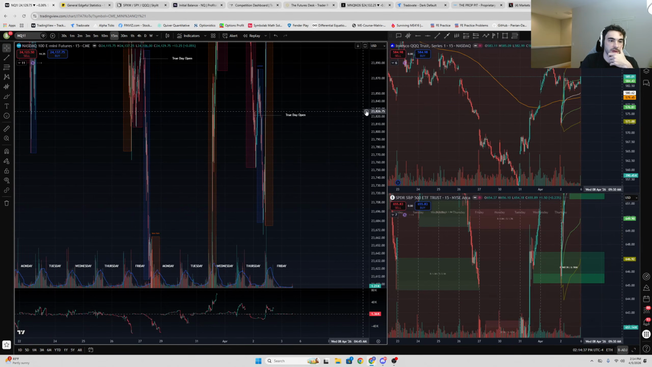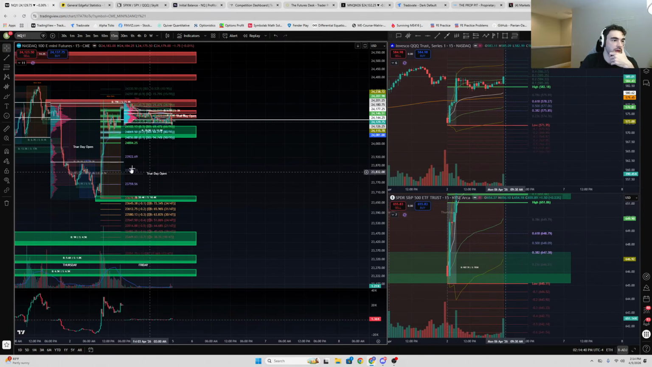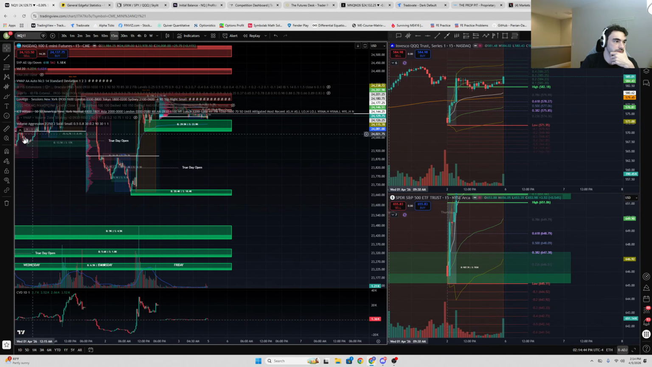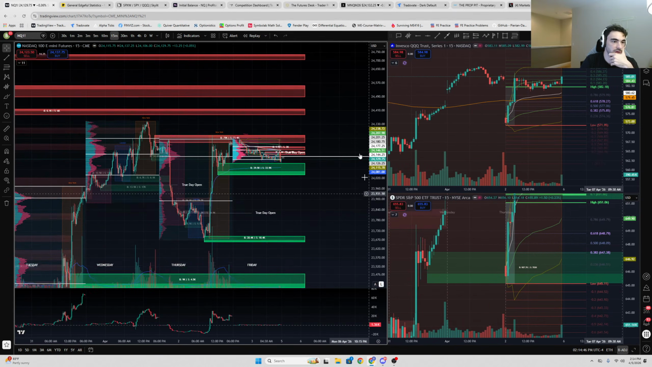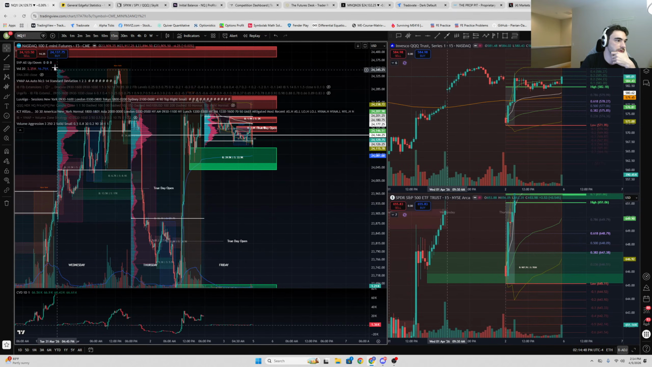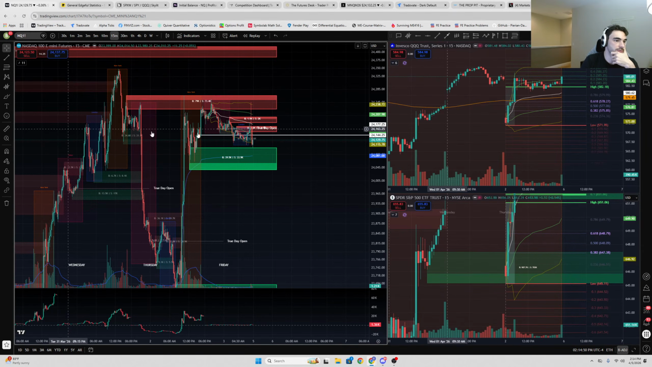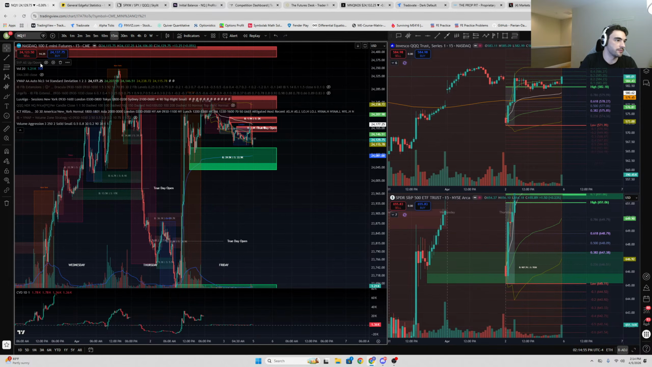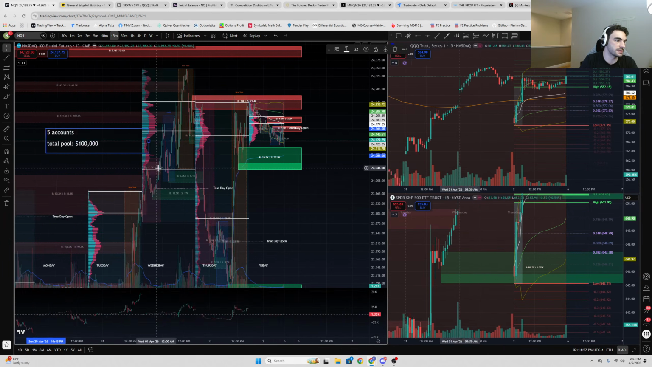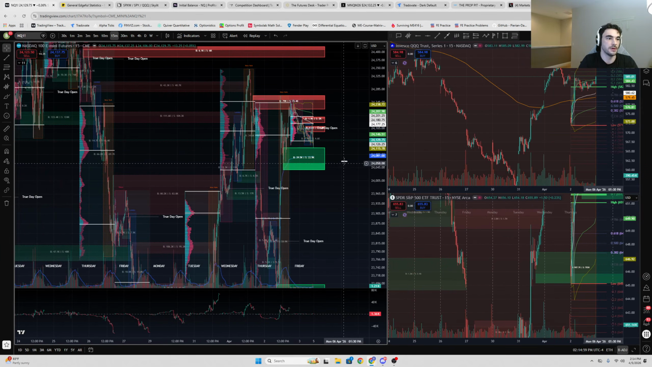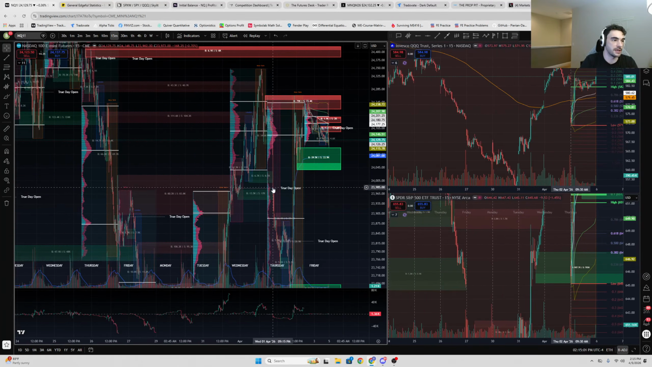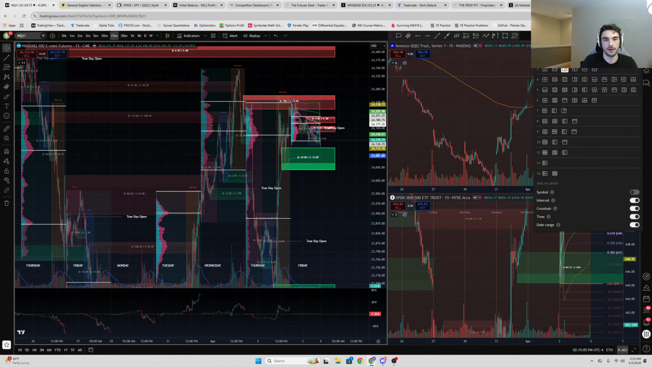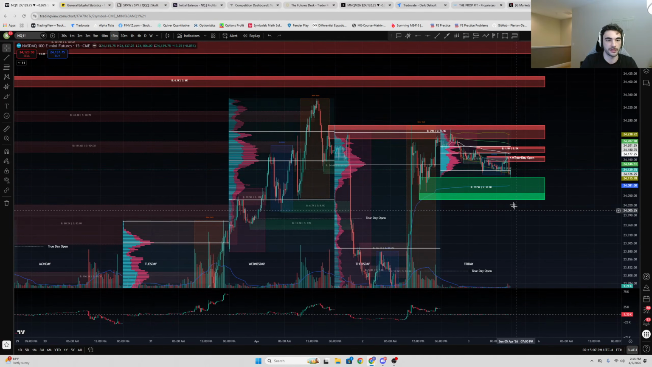So if I'm looking at this, and this is really messy. Okay, let me just form this. So typically what I'm doing, and I need to be a little bit better about this, is coming into the session, I want to mark out previous day value areas or something on a previous day volume profile or a range volume profile.